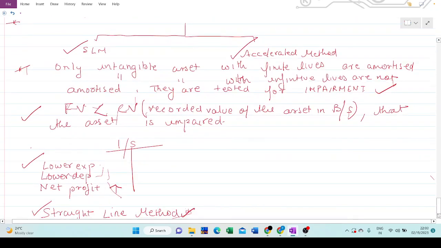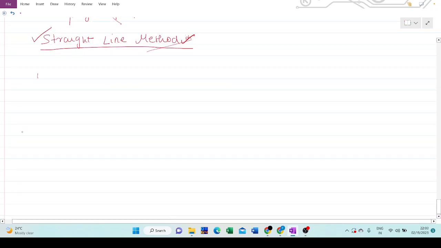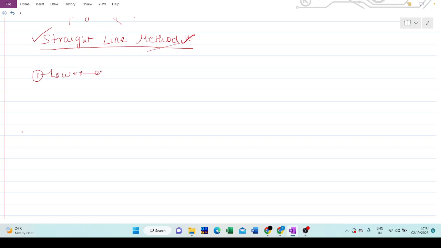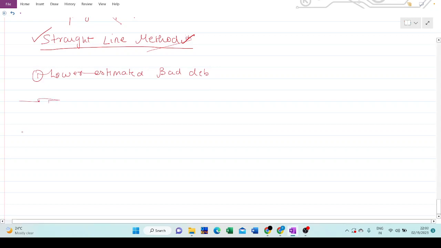So please write this down. If you lower the estimated bad debt expense, if you lower the estimated warranty expense, if you have just purchased tangible assets and you use the SLM method, all this would result in a higher reported net income. Guys, have we noted this down, please? Are we noting this or not? Yes or no? Please tell me.